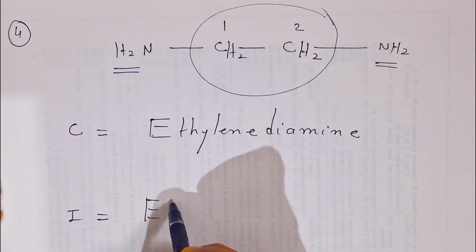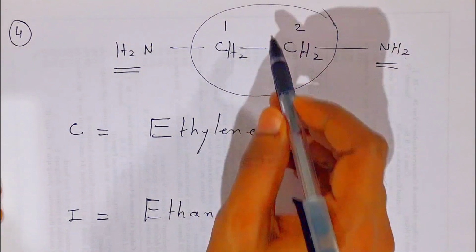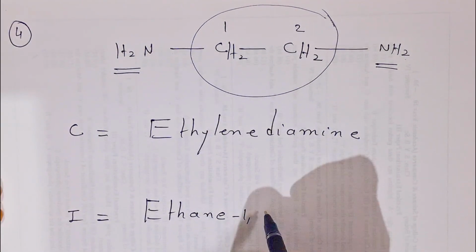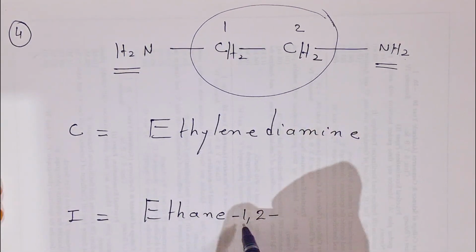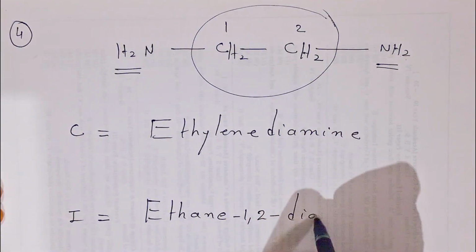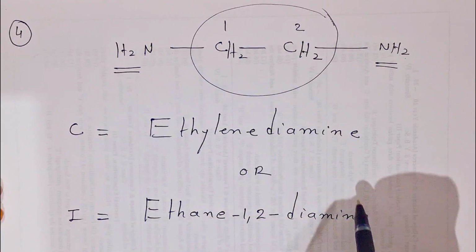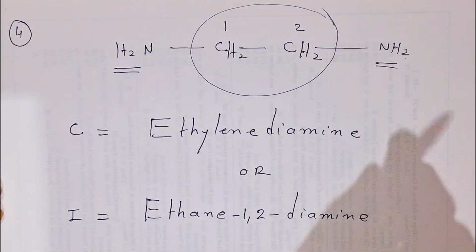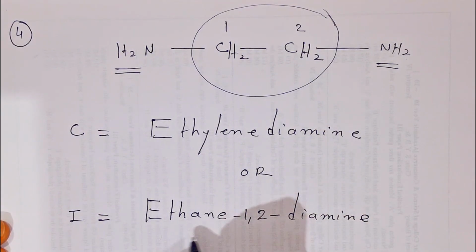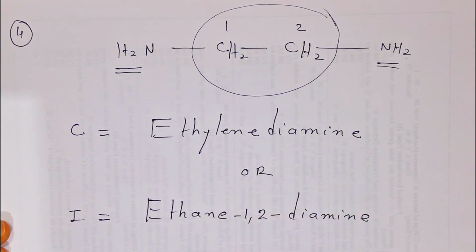This is which type of hydrocarbon? Ethane, students. Now at carbon number 1 you have 1 amine, and at carbon number 2 you also have 1 amine. So 1 and 2 both are having the same amine, so we call it 1,2 diamine. The name of this molecule will be ethane 1,2 diamine, which is nothing but ethylene diamine. In examinations sometimes they may ask match the column also. Ethylene diamine corresponds to ethane 1,2 diamine.